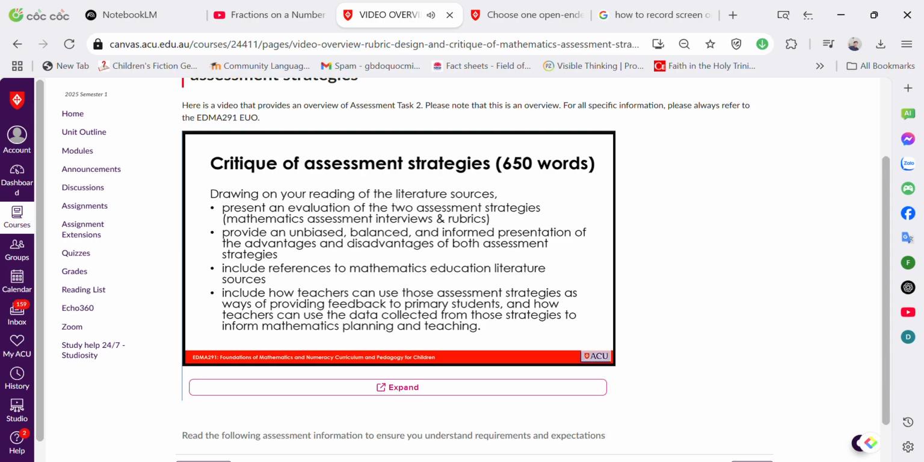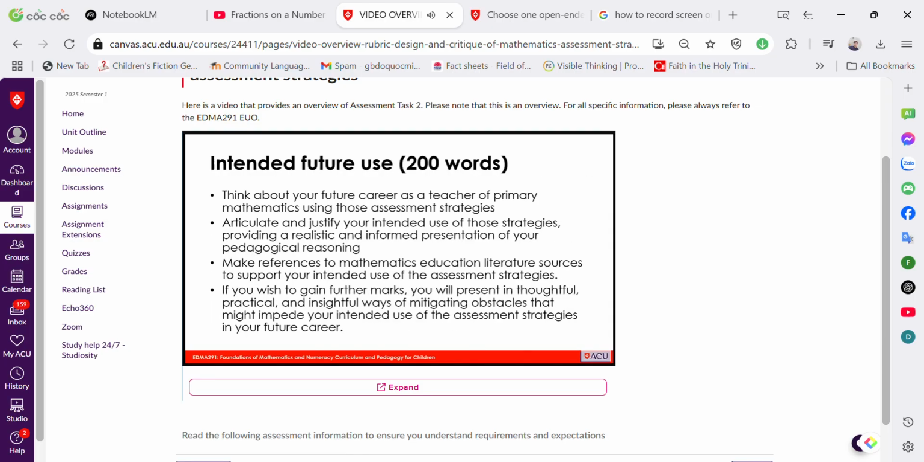So it's not just about saying that interviews are bad and rubrics are good, or rubrics are bad and interviews are great. That's not an appropriate critique. You're going to provide a balanced, unbiased, and informed presentation of the advantages and disadvantages of both. I want you to think about including how teachers would use those particular strategies as a form of feedback to primary school students. So what advice is there in the literature? If there is no advice, what advice could you provide that extends upon what you've read in the literature sources?